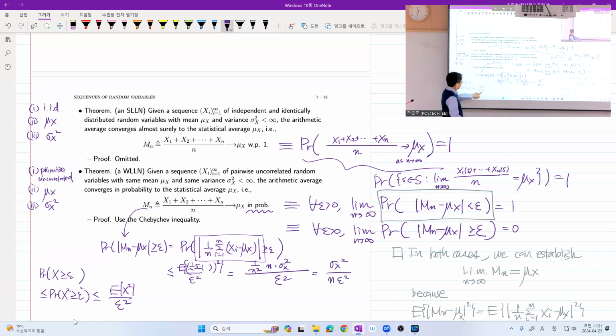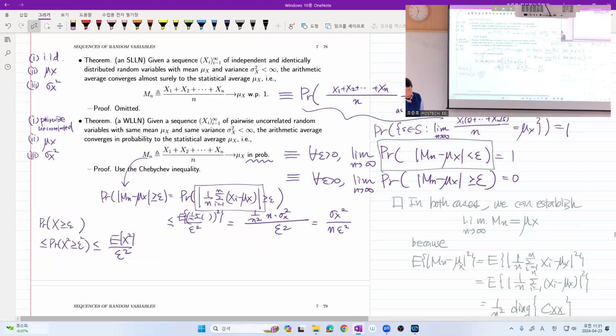Now let's see, for every epsilon positive, sigma x squared divided by epsilon squared is fixed. So for each epsilon positive, what happens? As you increase n, this goes to 0. So we establish what? The convergence in probability. So we can claim that this arithmetic mean converges to the common statistical mean in probability. Got it?